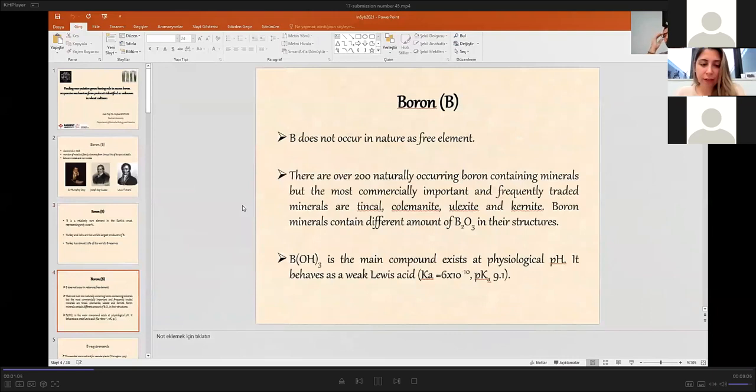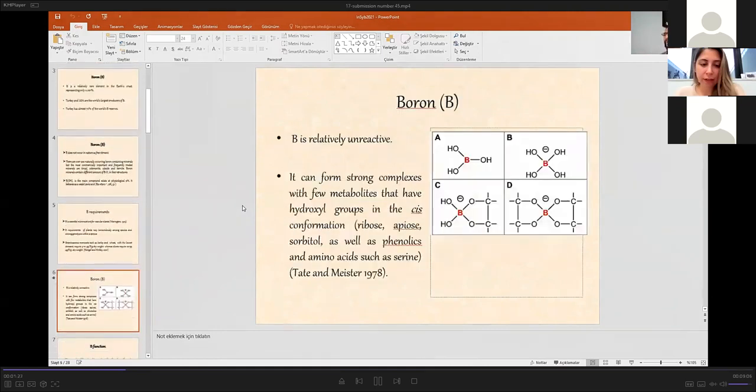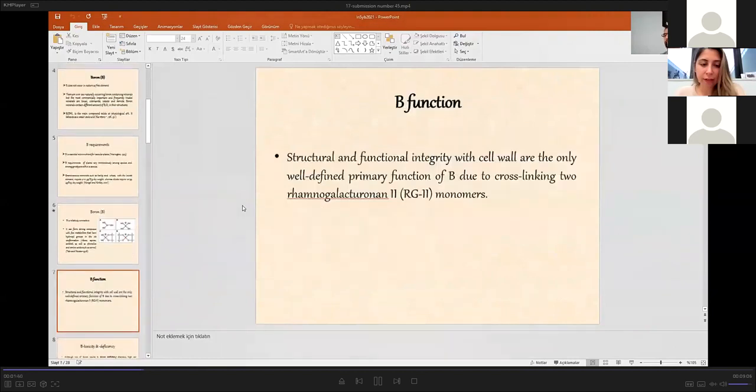It does not occur in nature as a free element, and there are over 200 naturally occurring boron-containing minerals, and boric acid as the main compound exists at physiological pH. It's an essential micronutrient for vascular plants. The requirements of boron vary tremendously among species and even among genotypes within a species. It's relatively unreactive. However, it can form strong complexes with a few metabolites that have hydroxyl groups in the cis conformation, such as ribose, apiose, sorbitol, some phenolics, and also amino acids such as serine.